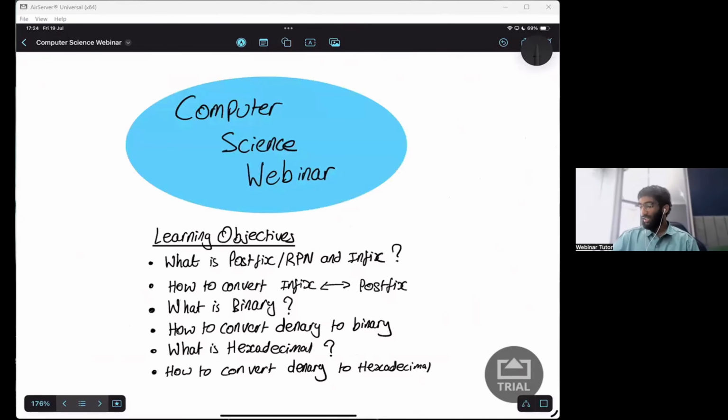Now, let's look at our learning objectives quickly again to see what we've learned. We've successfully learned what postfix and RPN are, along with what infix is. We learned how to convert infix to postfix. We learned what binary is. We learned how to convert denary to binary. We've learned what hexadecimal is, and we can now convert denary to hexadecimal.